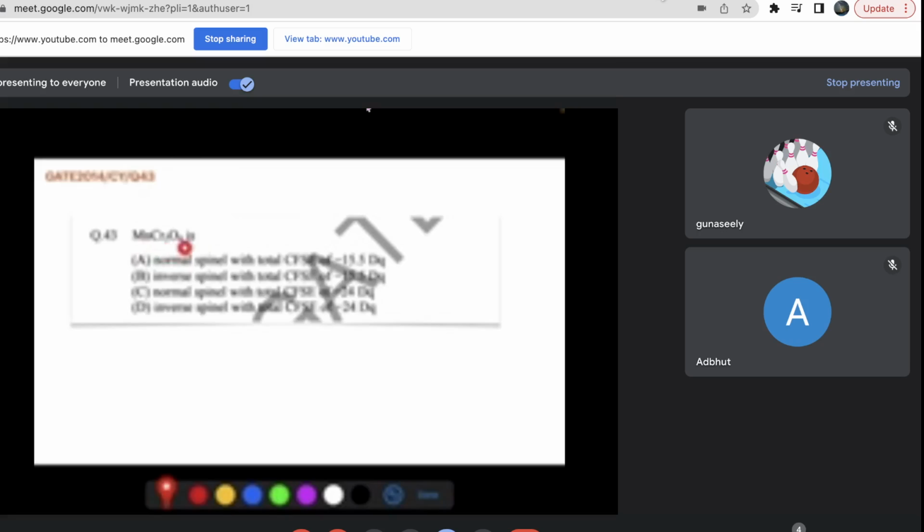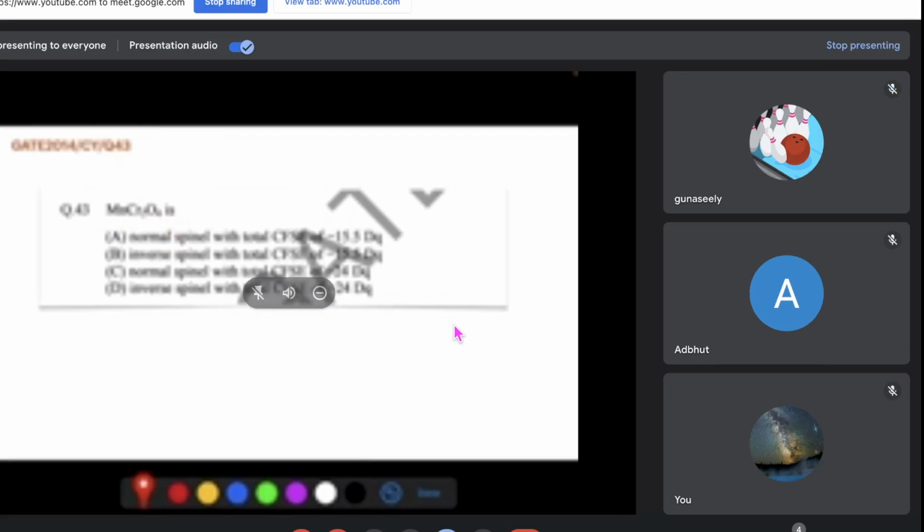This question states that MnCr2O4 complex is. We are given 4 different options. So we have to find out whether this particular complex is normal spinel or inverse spinel, and we have to find out the CFSE, that is the crystal field splitting energy, of the given complex in the unit of Dq. Okay, so let's move into some basics.